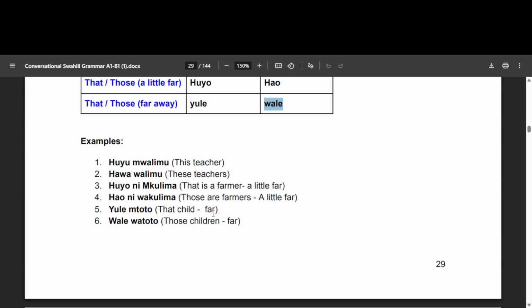Examples. Huyu ni mwalimu, this is a teacher. Huyu mwalimu, this teacher. Hawa walimu, these teachers. Huyo ni mkulima, that is a farmer, a little far away. Hao ni wakulima, those are farmers, a little far away. Yule mtoto, that child. Wale watoto, those children.